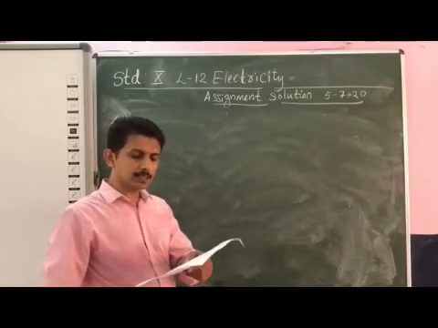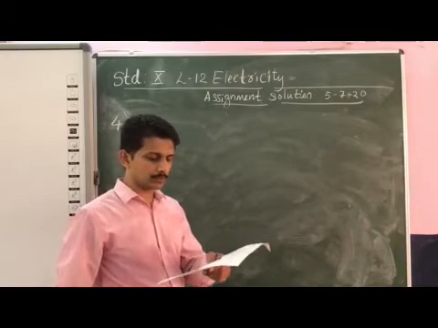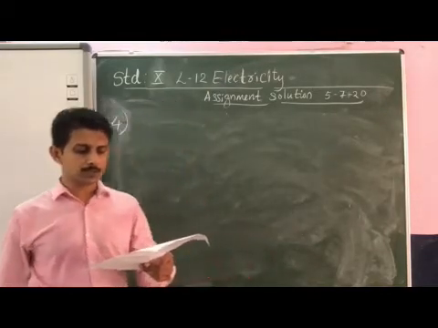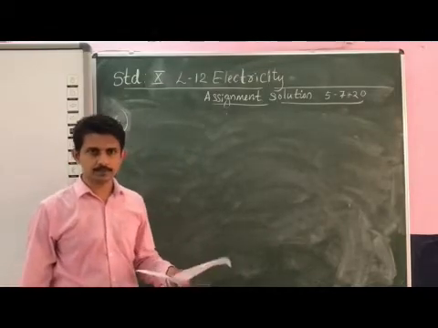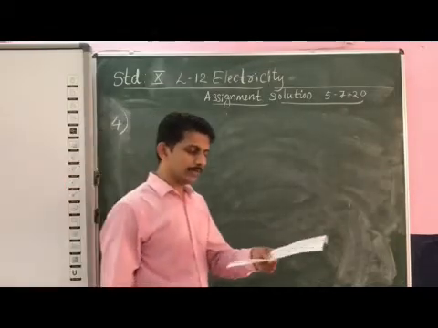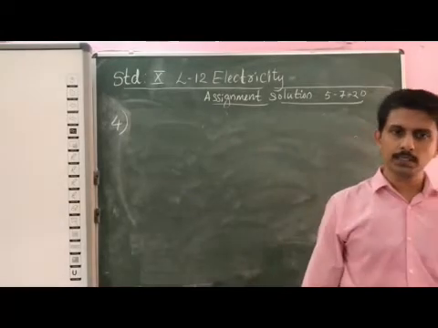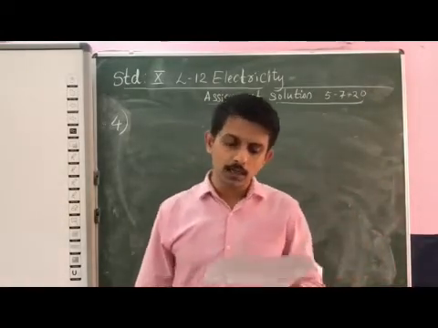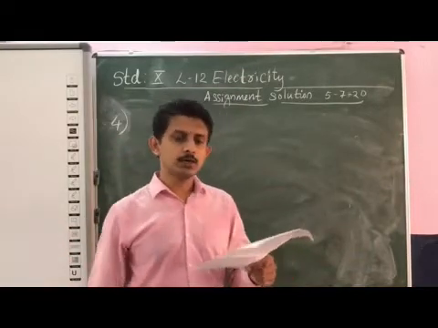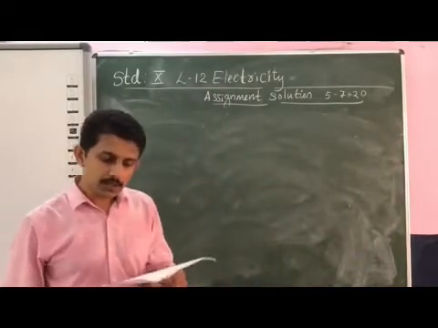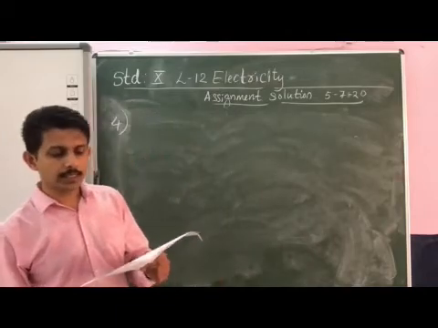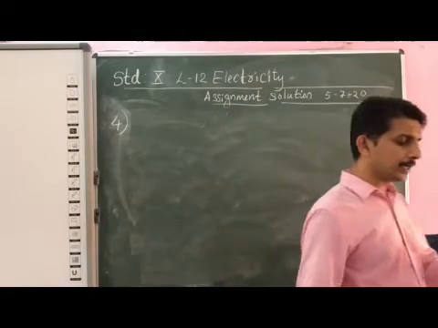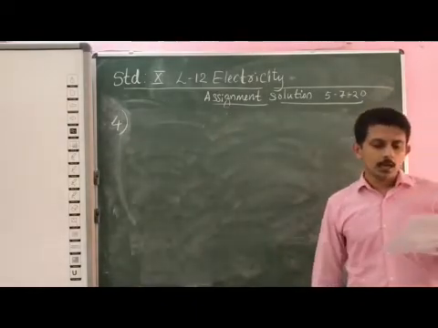Question is this: two conducting wires of same material and of equal length and equal diameters are first connected in series and then in parallel in the circuit across the same potential difference. We have to find the ratio of heat produced in the series and the parallel combinations.